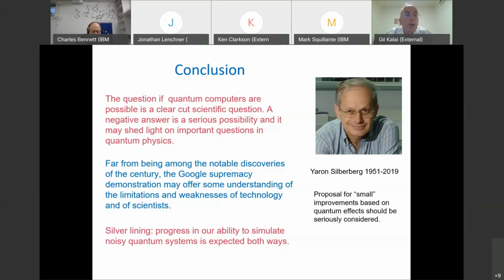This is about quantum computers. Far from being among the notable discoveries of the century, the Google supremacy demonstration, in my view, may offer some understanding of the limitations and weaknesses of technology and of scientists. And there is also a silver lining. Whether quantum computers are possible or not, progress in our ability to simulate noisy quantum systems is expected both ways.